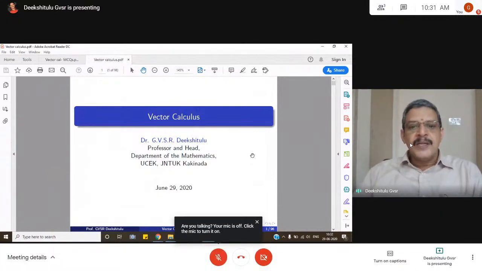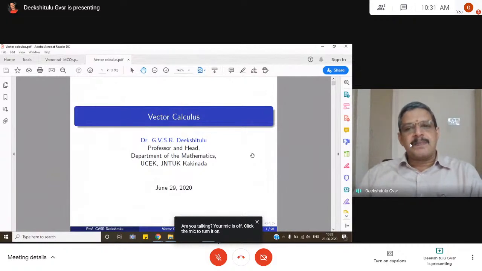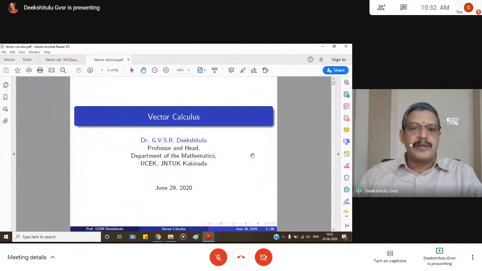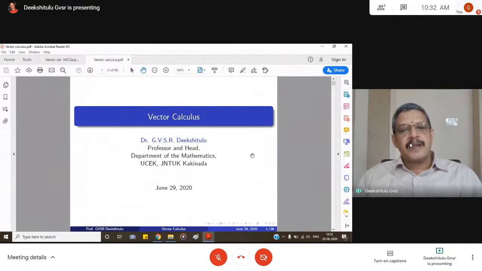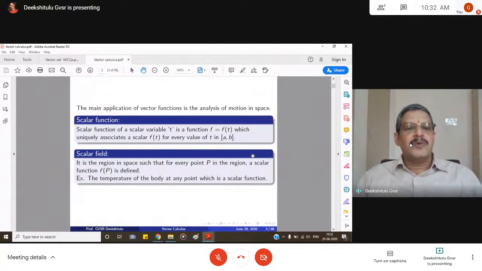Right. So vector calculus, in all the examples I have mentioned till now, fluid dynamics, civil engineering, mechanical engineering, electronics, electrical, the purpose of vector calculus is to study the motion of a particle in space. That is the most important thing. The main application of vector functions is the analysis of motion in space, either the movement of a particle on which a force is applied, or fluid flow, thermal conductivity, anything. It is the analysis of motion in space.